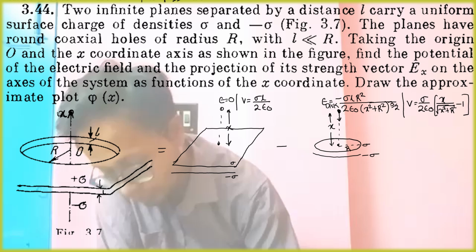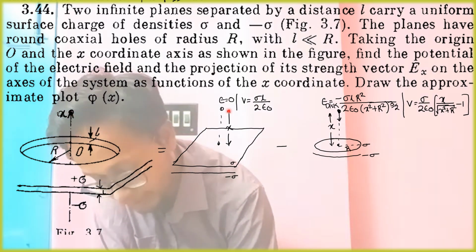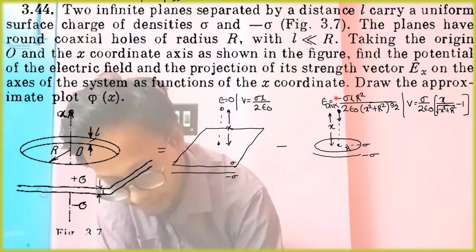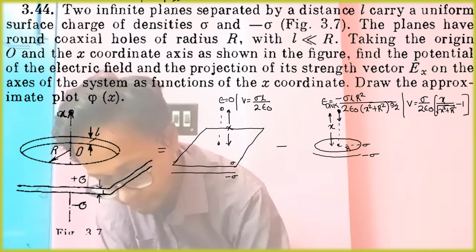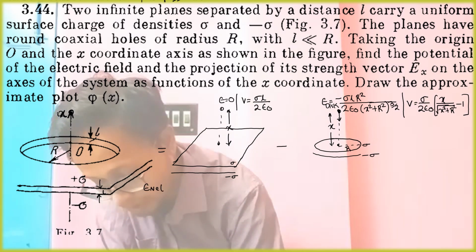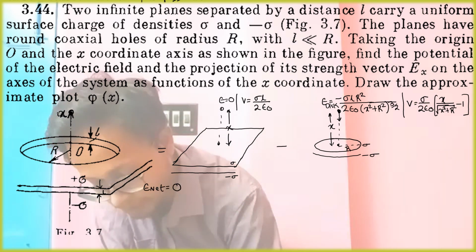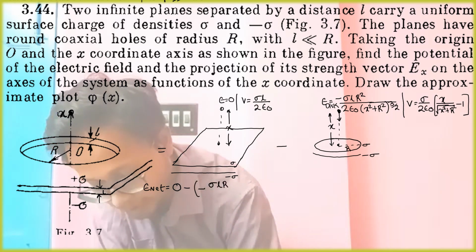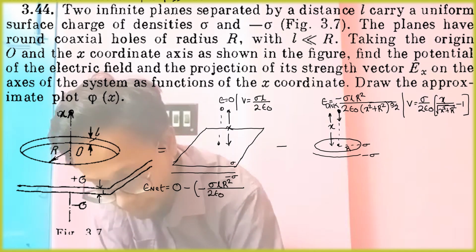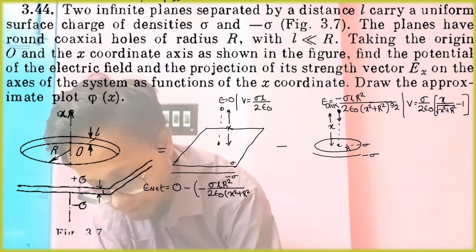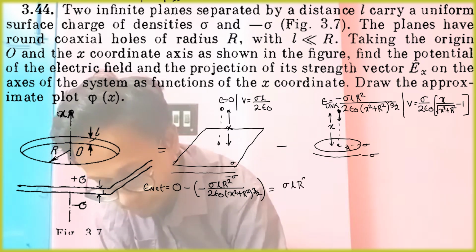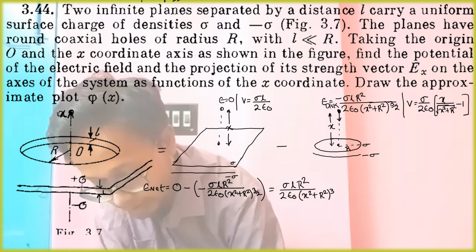Fair and fine. Now the total electric field due to this setup at point X is the electric field at this point due to the infinite plate plus the electric field due to this circular disc of radius r. So the net electric field is equal to how much? The electric field due to the infinite plate is nothing but 0, minus the electric field due to the circular disc, which is minus sigma L r square by 2 epsilon naught x square plus r square to the power 3 by 2. So if I calculate that, it is sigma L r square by 2 epsilon naught x square plus r square to the power 3 by 2.